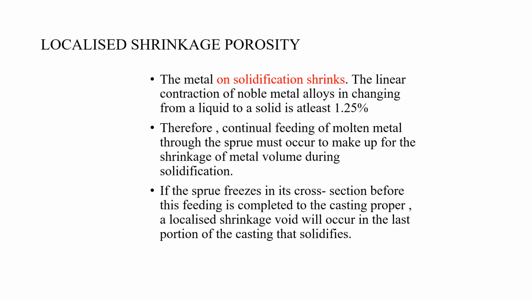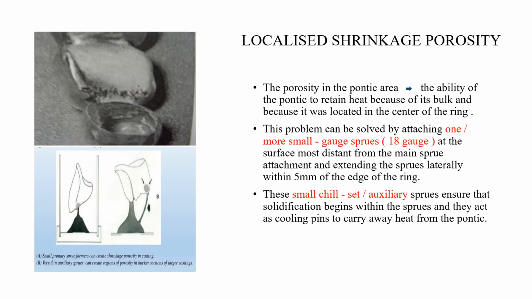The metal on solidification shrinks. The linear contraction of noble metal alloys in changing from a liquid to a solid is at least 1.25%. Therefore, continual feeding of molten metal through the sprue must occur to make up for the shrinkage of metal volume during solidification. If the sprue freezes in its cross-section before this feeding is completed to the casting proper, a localized shrinkage void will occur in the last portion of the casting that solidifies.